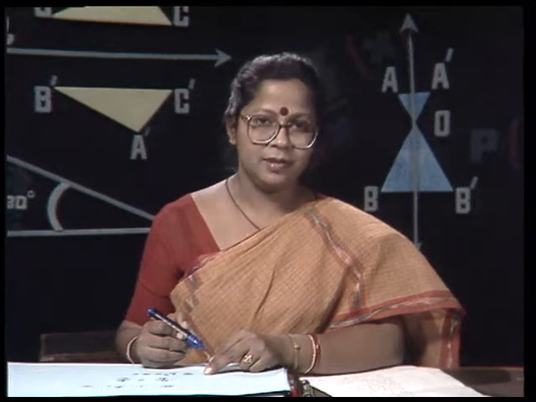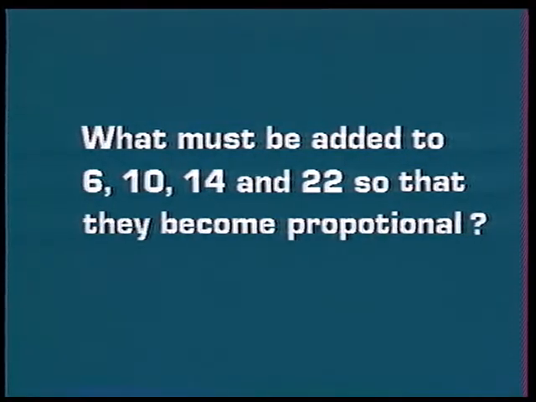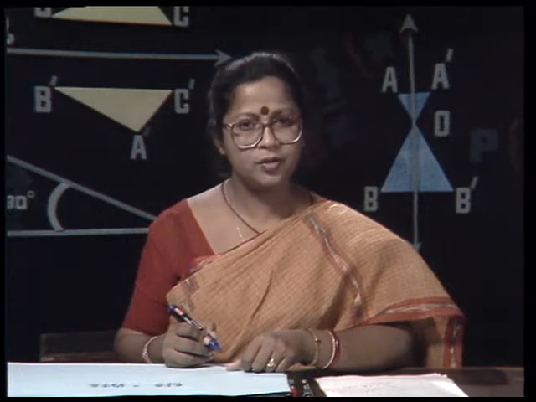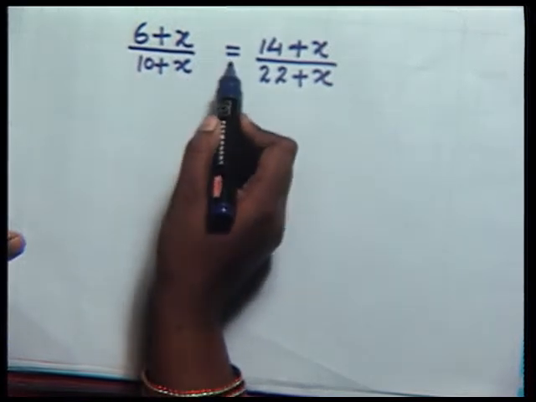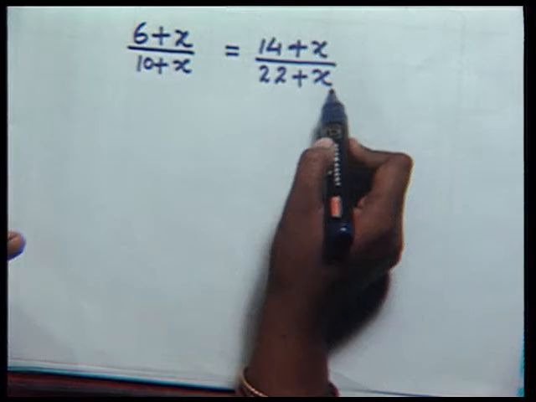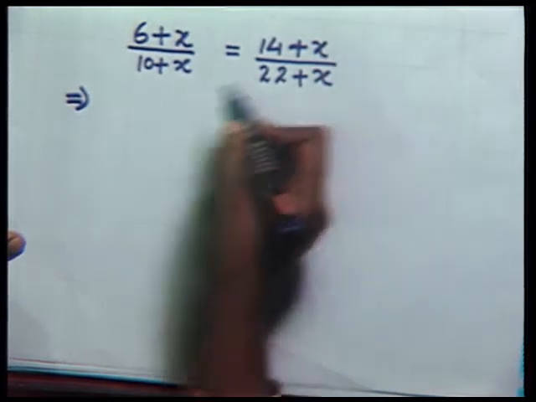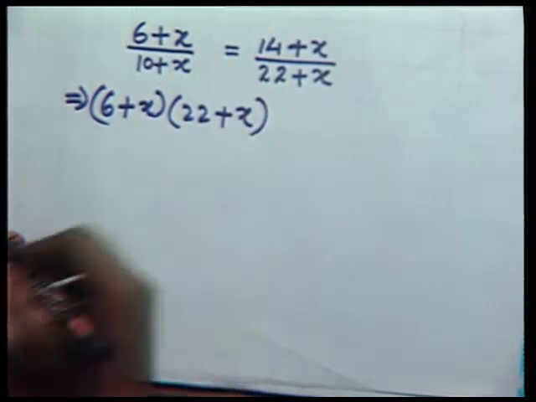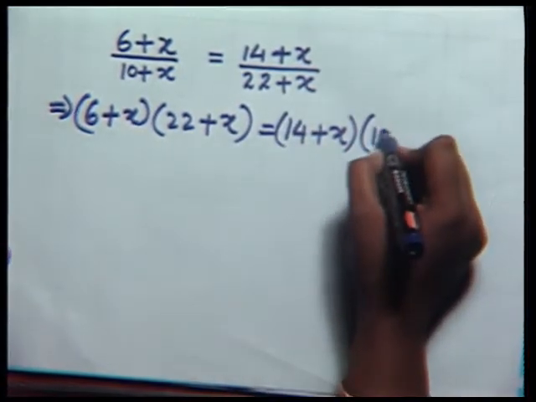Using these results, let us solve these problems. What must be added to 6, 10, 14 and 22 so that they become proportional? Let us suppose that we add x to these four terms, that is 6, 10, 14 and 22, so that they become proportional. So, we get 6 plus x upon 10 plus x is equal to 14 plus x upon 22 plus x. Cross multiplying or taking this factor to the left hand side and this factor to the right hand side, we get 6 plus x into 22 plus x is equal to 14 plus x into 10 plus x.